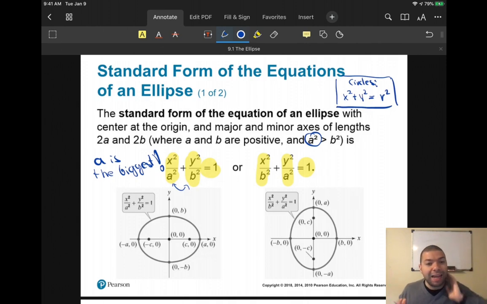It's very important to remember that A is the largest of the two denominators, and that where A is determines whether your ellipse has the major axis on the horizontal, meaning it's longer on the horizontal, or it's longer on the vertical. Some important points. To find the foci, we'll call their coordinates C, right, for the foci.